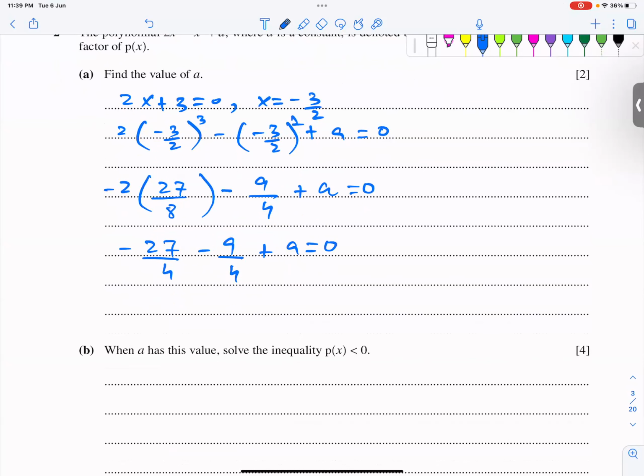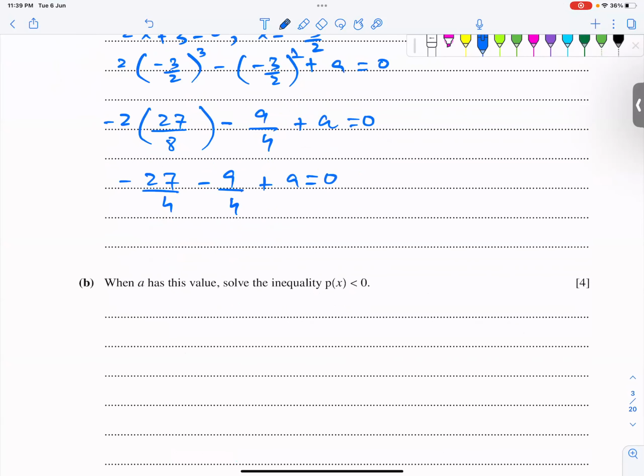So this will be minus 27 divided by 4 minus 9 over 4 plus a is equal to 0. So 27 plus 9, take LCM. This will be minus 27 minus 9 plus a is equal to 0. So this will become minus 36 over 4 plus a is equal to 0. And this will give you a is equal to 9.